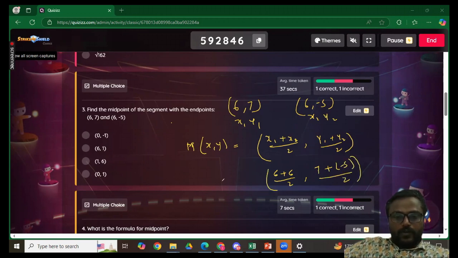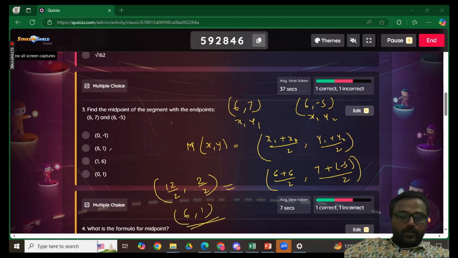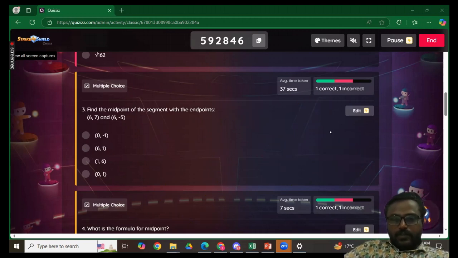So what do we have? 6 plus 6, 12 over 2, and 7 minus 5 is 2 over 2. So what do we have? 12 over 2 is 6, comma, 2 over 2 is 1. So (6, 1). Option B is correct for this. Let's move on to the next question.